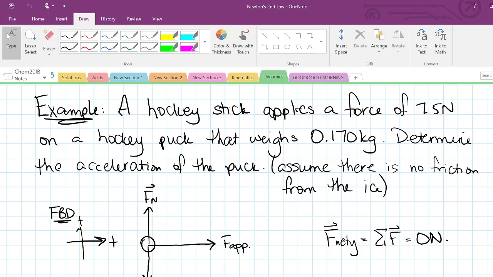So in terms of my free body diagram, I know that the hockey stick is actively pushing on my puck, so there is a force applied on my puck.